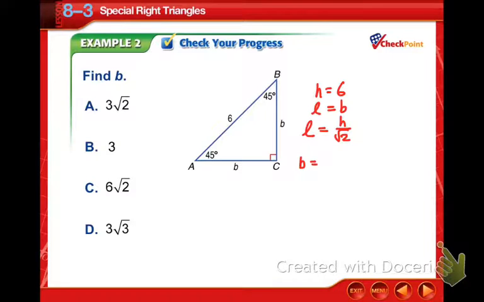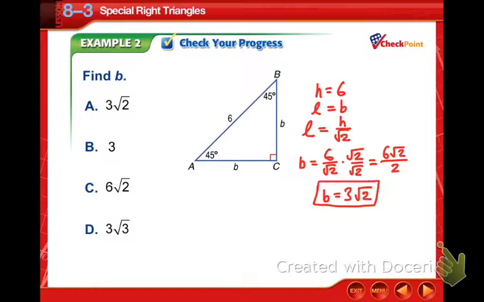So our B is equal to the H, which is 6, over square root 2. So again, we multiply by square root 2 over square root 2 to get rid of that square root on the bottom. So 6 times square root 2 over square root 2 times square root 2 is just 2. And 6 is even, so we can simplify this further. 6 divided by 2 is 3 square root 2. And that means that no decimals here. Our answer comes out to be B, 3 square root 2.